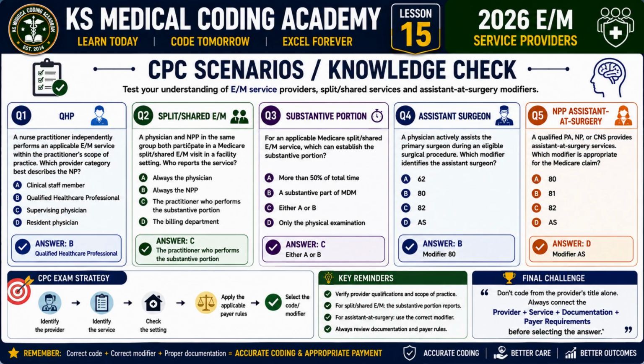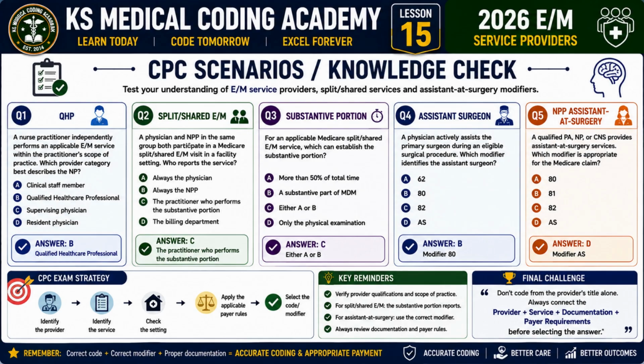Remember, a QHP is qualified through appropriate education, training, and applicable licensure or regulation to independently perform professional services within their scope. Question 2. A physician and NPP participate in a Medicare split, shared EM visit in a facility setting. Who reports the service? The correct answer is C, the practitioner who performs the substantive portion. For applicable Medicare split, shared services, the substantive portion is an important factor in determining who reports the service.